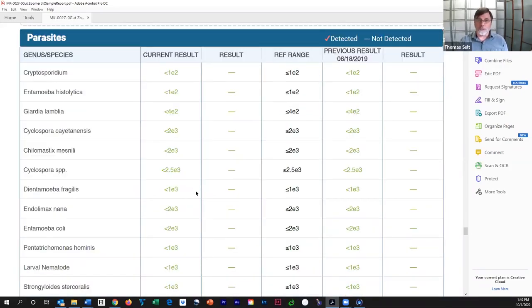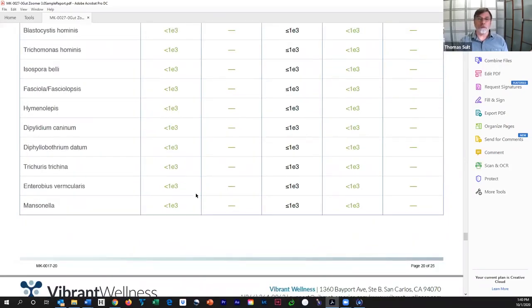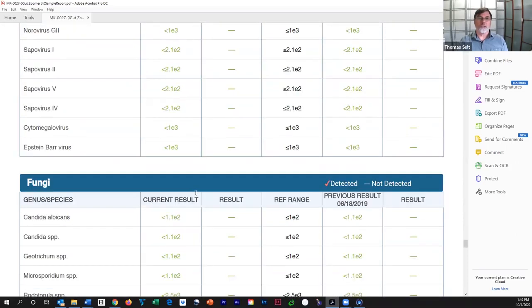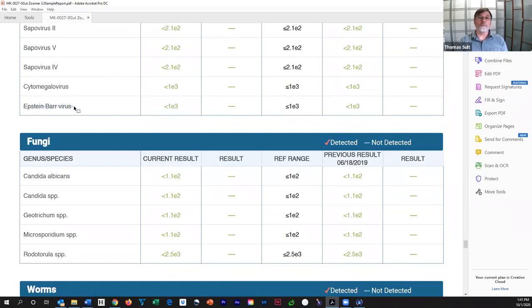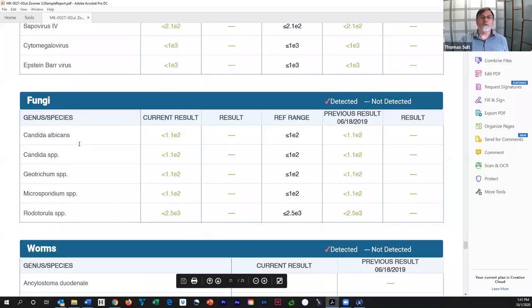We looked at all of these pathogens. We didn't find any of those. We looked at all of these pathogens. Didn't find any of these. Some of these are viruses, by the way, like Epstein-Barr virus, cytomegalovirus. And then fungi. We look at several fungi species. Now, if we found a bunch of fungi, we may want to do other testing for that. We may want to do a mold toxin panel as an example. But in this case, we're not seeing anything.